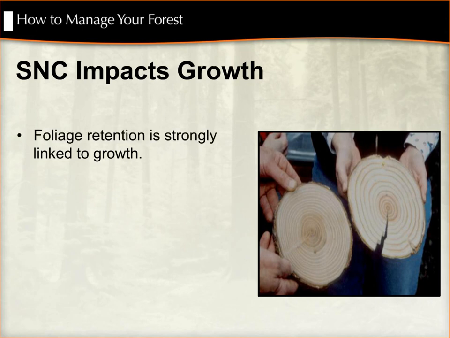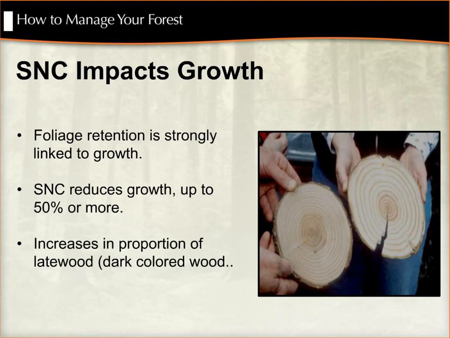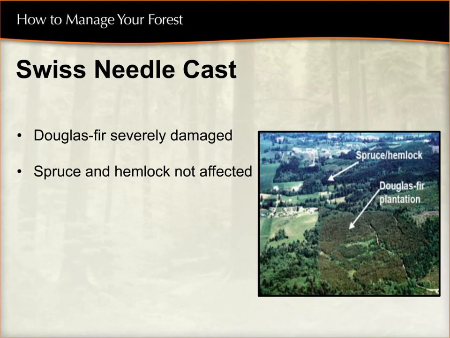Foliage retention is extremely important for good growth rates, and the foliage loss due to the disease results in growth losses of 50% or more, as evidenced in this photo. In addition to overall growth losses, it also leads to increases in the proportion of late wood, or the dark-colored rings, which influences wood density and structural strength properties. As you can see in this photo, the Douglas fir plantation has been severely damaged by Swiss needlecast, whereas the nearby spruce and hemlock mix stand is not affected at all.